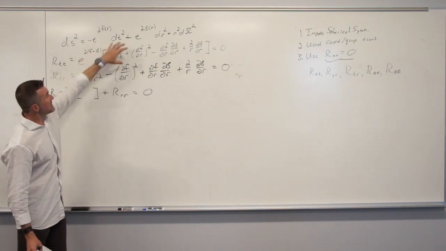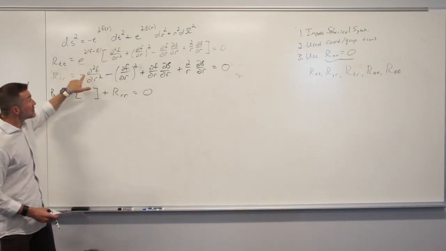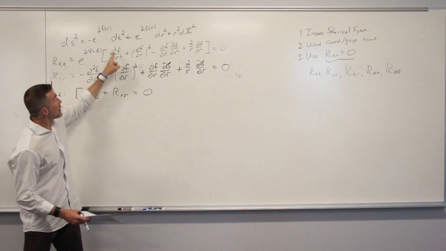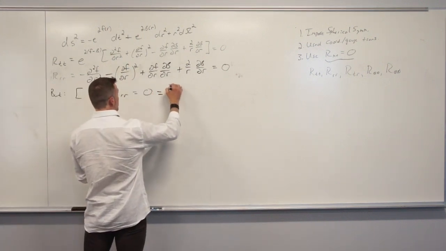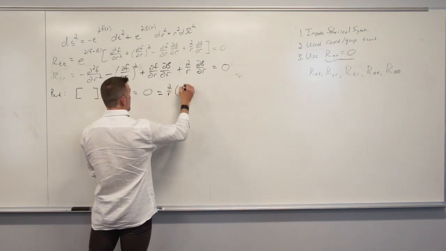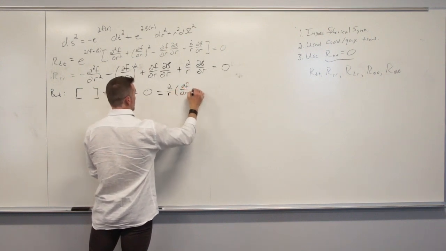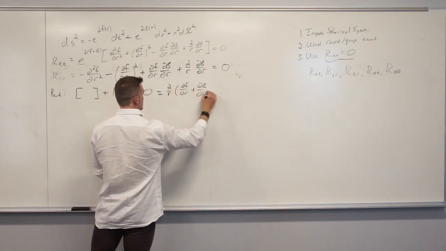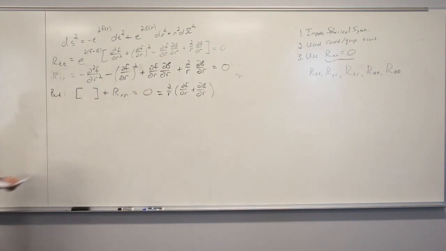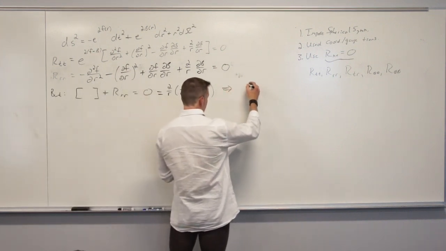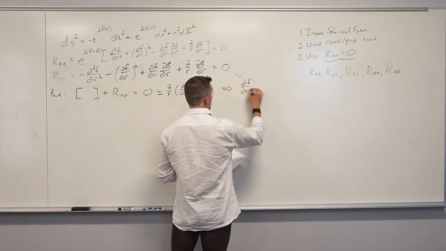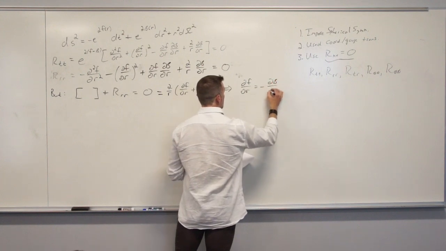So this plus this is 0, but if you actually plug in all of these things, the expression that comes out of it is 2 over r times (df/dr plus dβ/dr), which immediately tells us that df/dr is equal to minus dβ/dr.